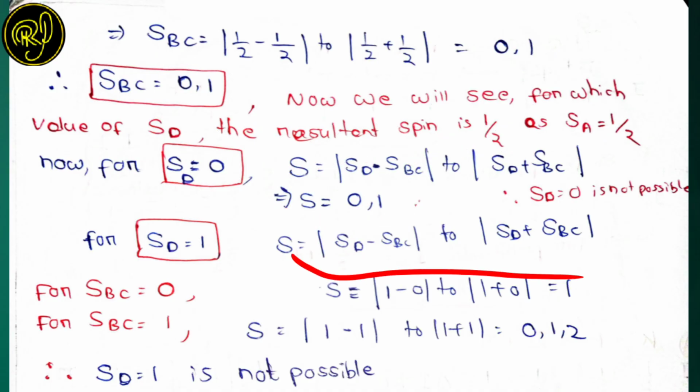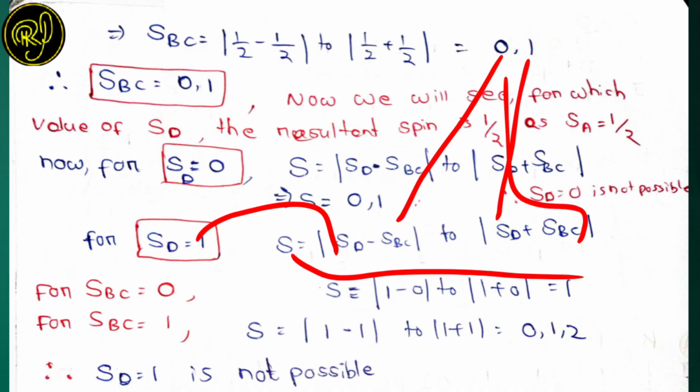Okay, what I will do, I will simply put the value of SD equal to 1 here, that is 1 minus SBC to 1 plus SBC. So SBC value is 0 and 1. If we put 0 here, then we are getting something. If you put 1 here, then we are getting something. Let us know what that something is.